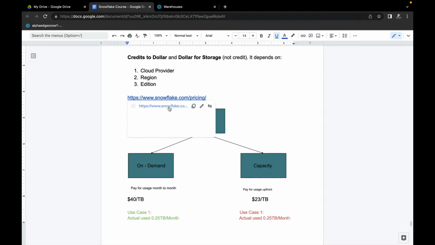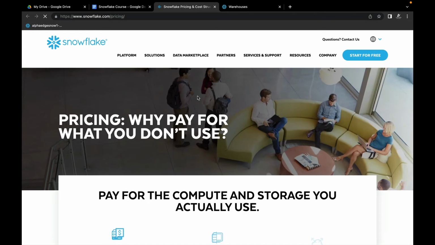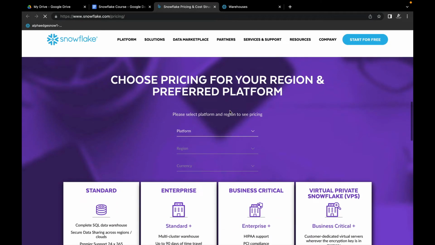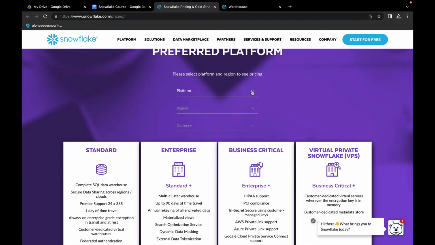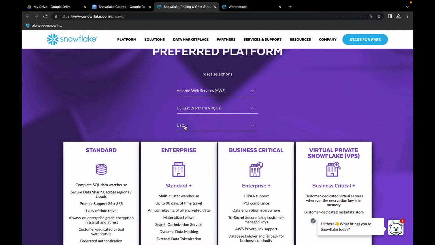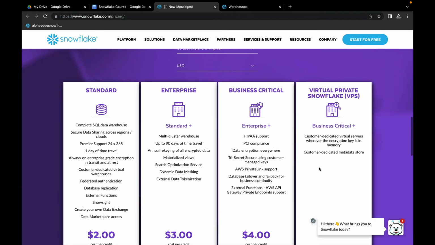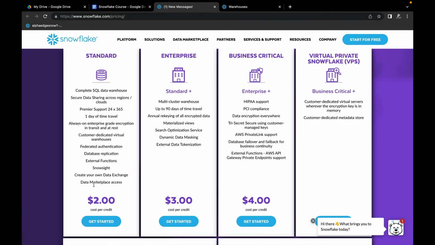So let's click on this Snowflake pricing link, so that you will get a better idea of what I am talking about. First we need to select the cloud, then we need to see the region, and the currency can also be chosen here. As of now it shows USD and Euro, so I'll choose USD. These are the various Snowflake editions which I have explained in my previous videos: Standard, Enterprise, Business Critical, and Virtual Private Snowflake. For Standard the cost is $2 per credit, Enterprise $3 per credit, Business Critical $4 per credit, and for VPS you need to contact them.